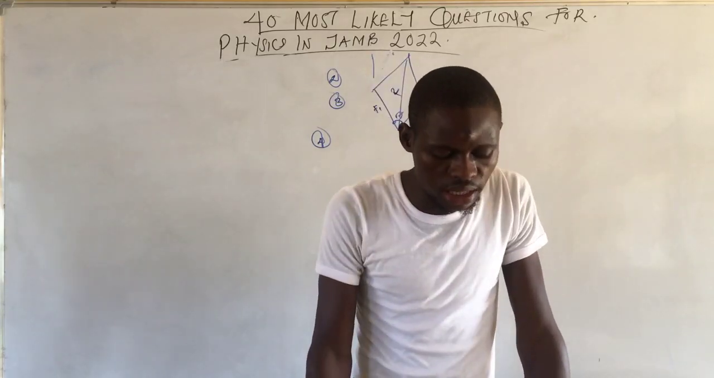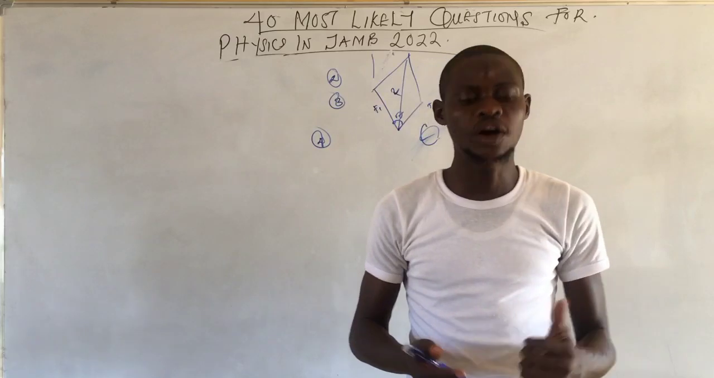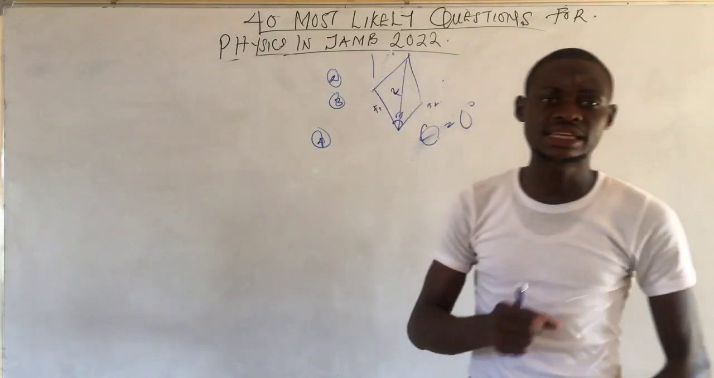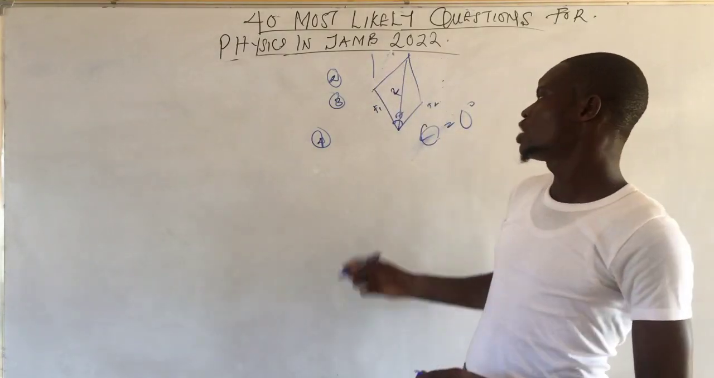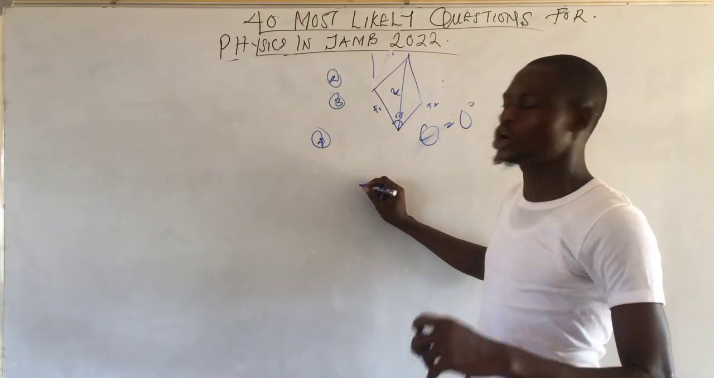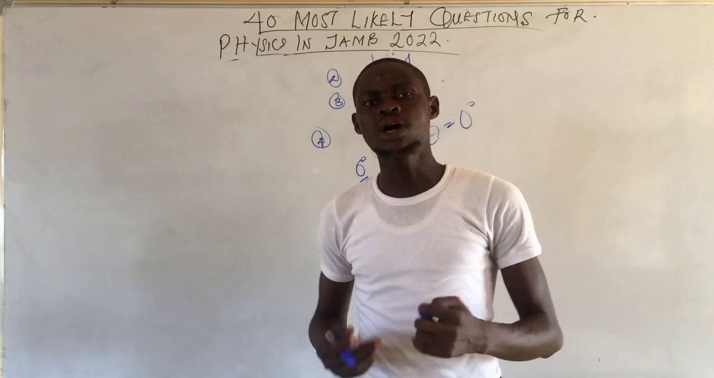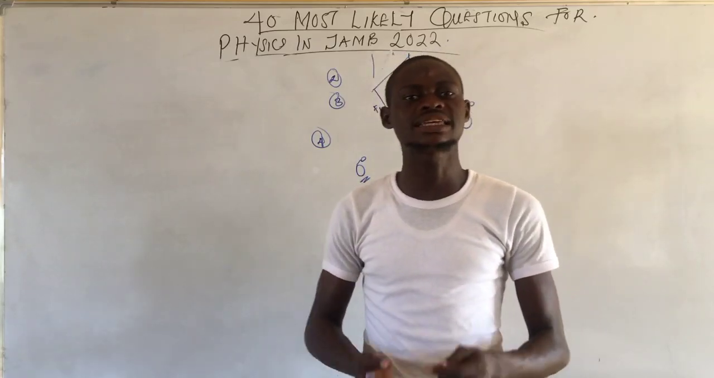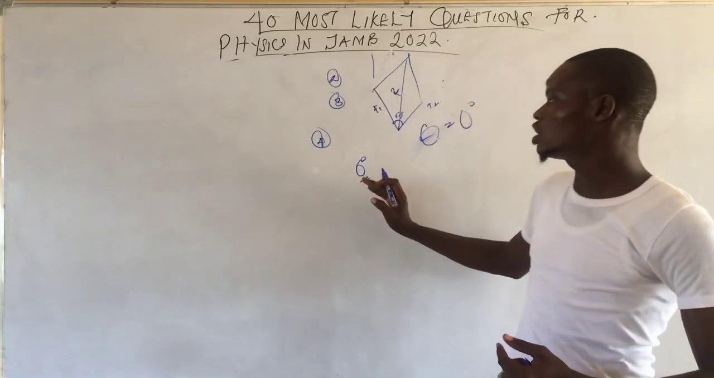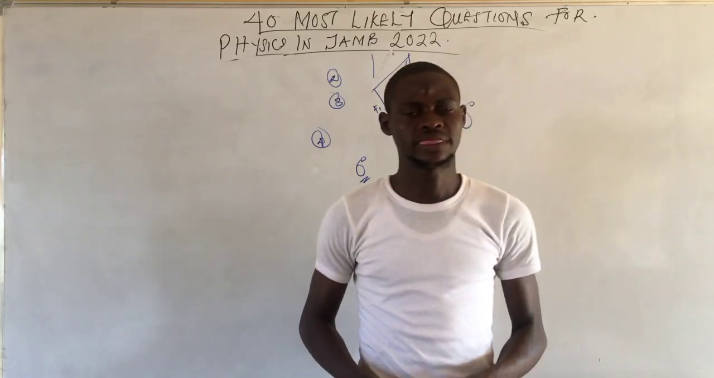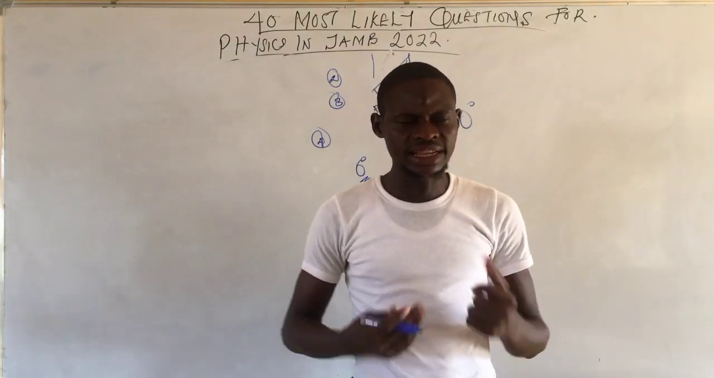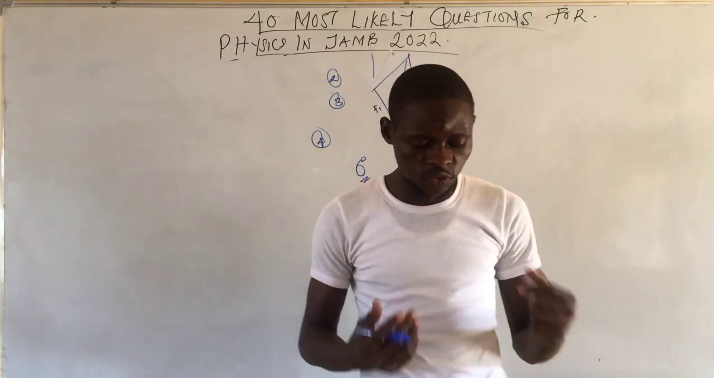The fifth one is, what is the angle of dip at the magnetic equator? The angle of dip at the magnetic equator is always equal to 0 degrees. That is the angle of dip. What is the angle of dip at the magnetic equator? That angle is always equal to 0 degrees. That is our answer.